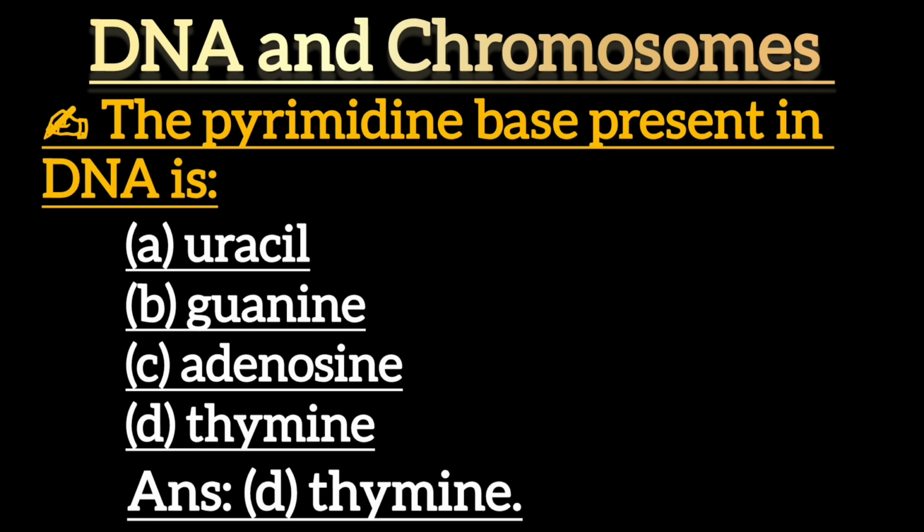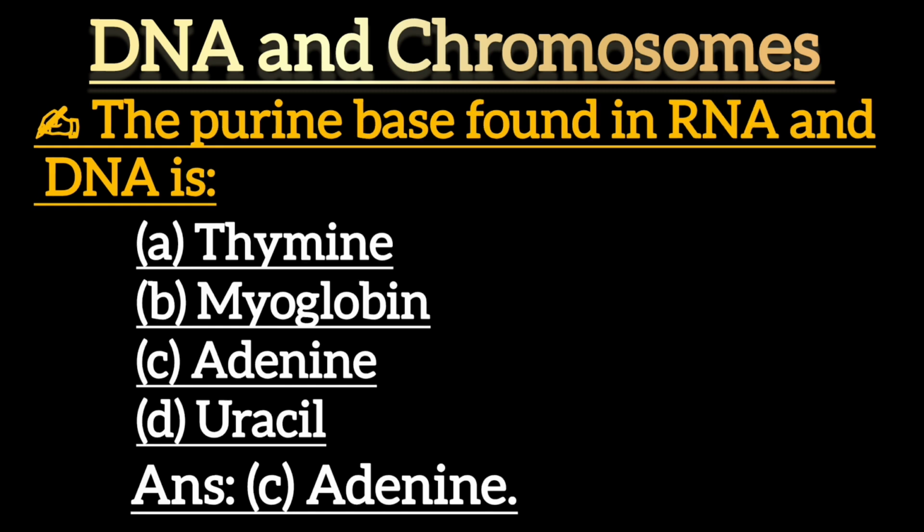Next one is the pyrimidine base present in DNA is option A uracil, option B guanine, option C adenosine, option D thymine. Correct answer is option D thymine. Next one is the purine base found in RNA and DNA is option A thymine, option B myoglobin, option C adenine, option D uracil. Correct answer is option C adenine.